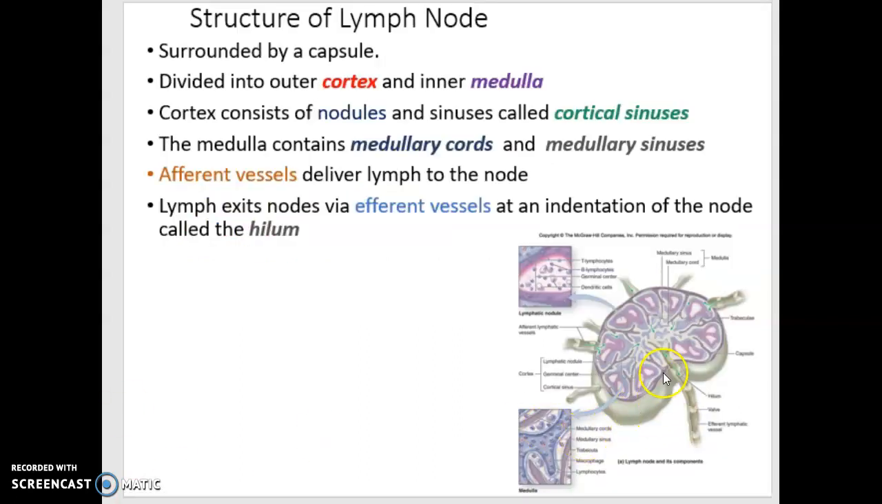So all lymph nodes have a hilum right here with 1 efferent vessel coming out, and you have many afferent vessels going in. So afferent is always in, efferent is always out. You have a cortex that has the nodules, and then you have medullary cords that have B cells. So basically, lymph goes through them, and it filters the blood, or the lymph, and it's looking for pathogens.